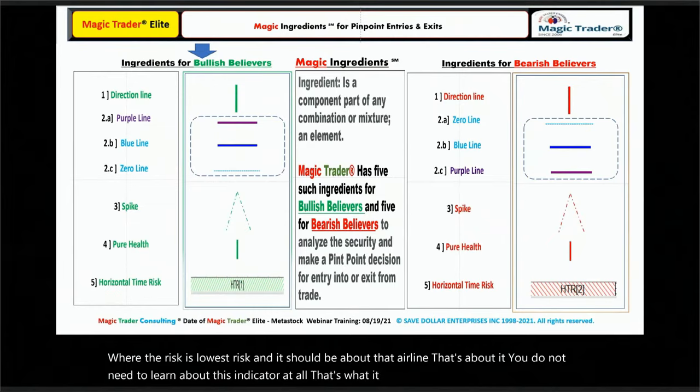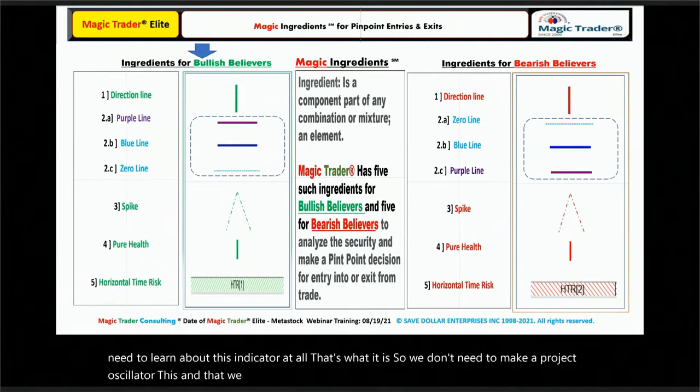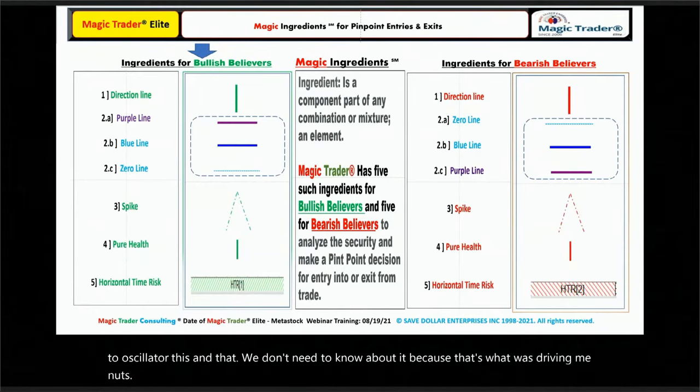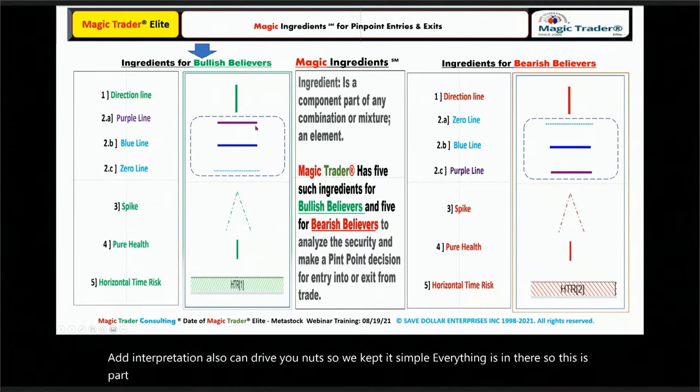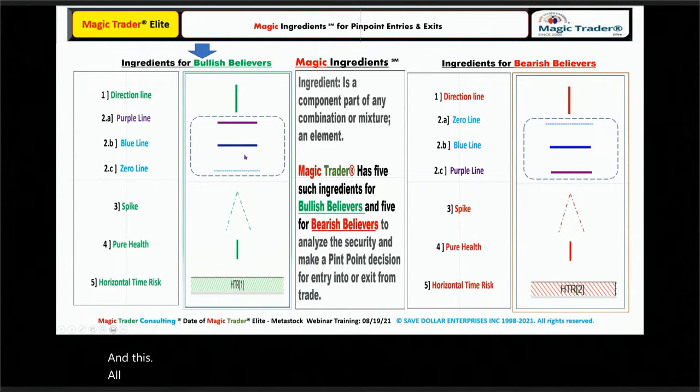So we don't need to make a project oscillator, this and that. We don't need to know about it, because that's what was driving me nuts. And interpretation also can drive you nuts. So we kept it simple. Everything is in there. So this is a part of the health, and these are all the items. So the internal health of the security is measured by them.